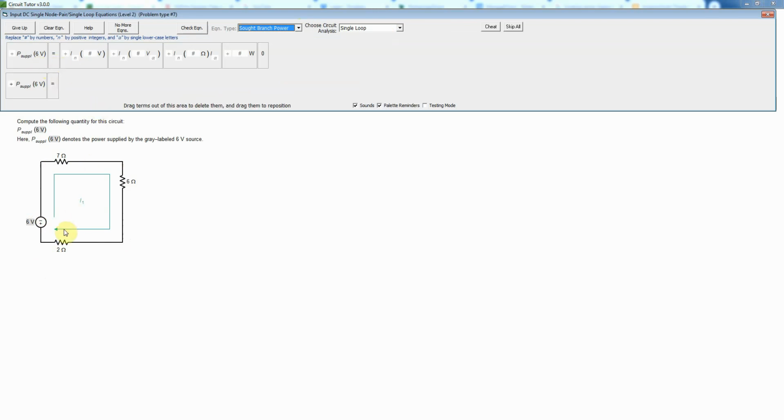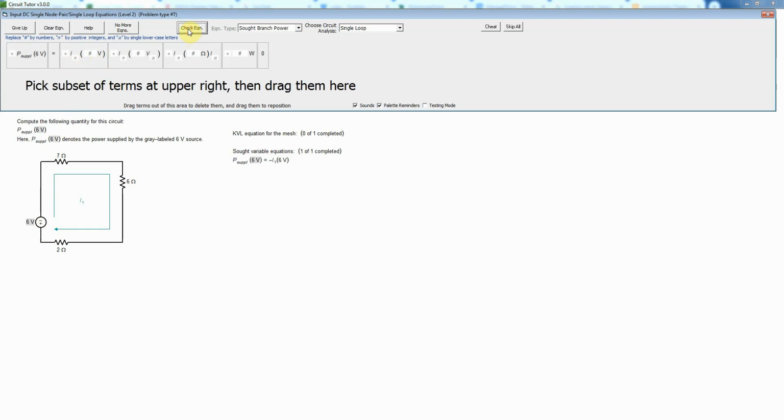In this case, I want the power supplied by that source, and so it would be the I1 times the value of the source. It's always I times V, so it would be I1 times 6. But I do have to check that current is actually going into the source. That's the passive sign convention, and for power supply, I don't want passive sign convention, so I need to use a minus sign there. Okay, so that's correct. And then the other thing I need, of course, is my KVL equation.